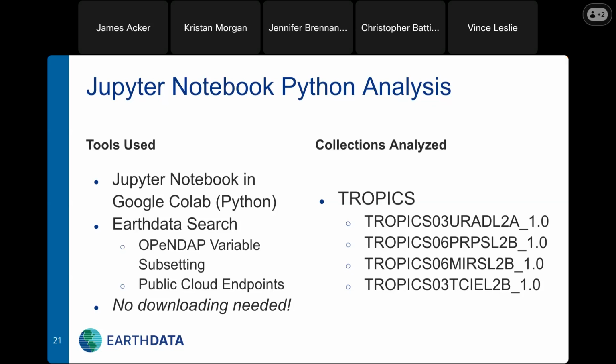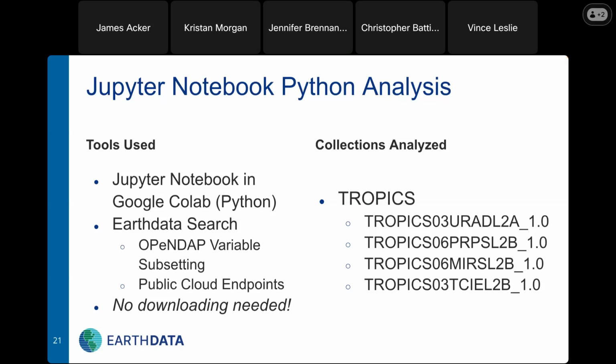But we're going to be using this Jupyter Notebook in Google Colab, which is provided for free by Google, to grab all of our granules of interest from a service called OPeNDAP, and from our public cloud endpoints. And we'll also be showing how to get those links through the Earthdata search tool. So there's going to be 3 different tools in here, but all of them are tailored specifically for analyzing level 2 data like you see here with TROPICS.